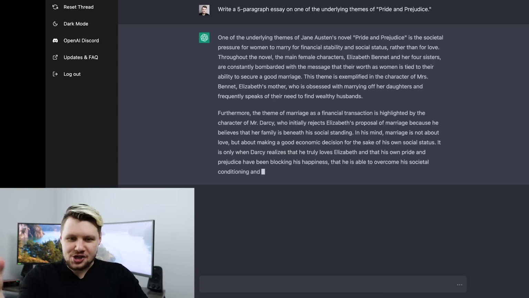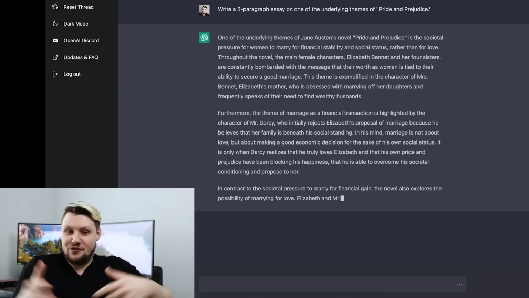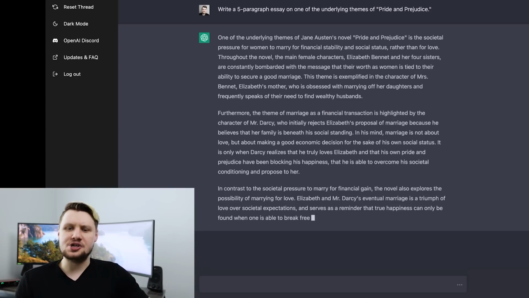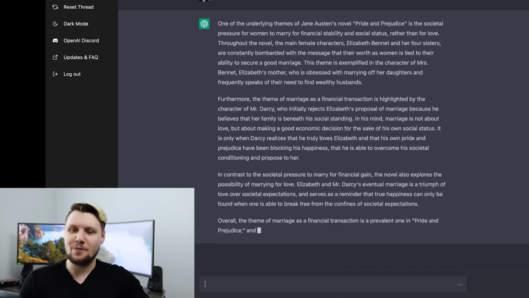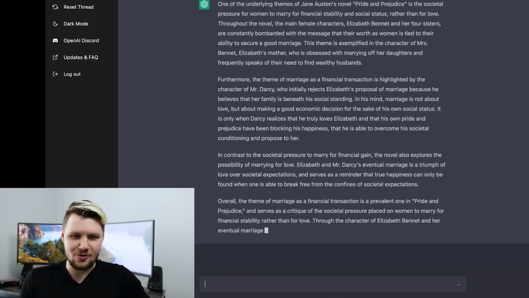And it goes on and it explains it in very good, coherent writing with seemingly accurate information. "This theme is exemplified in the character of Mrs. Bennet, Elizabeth's mother, who is obsessed with marrying off her daughters," and then it goes on with actually well-structured paragraphs.